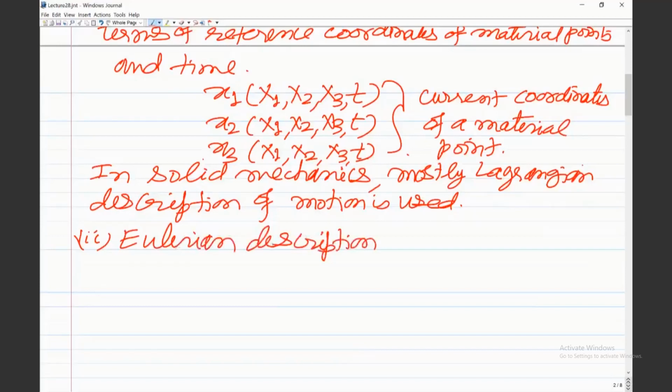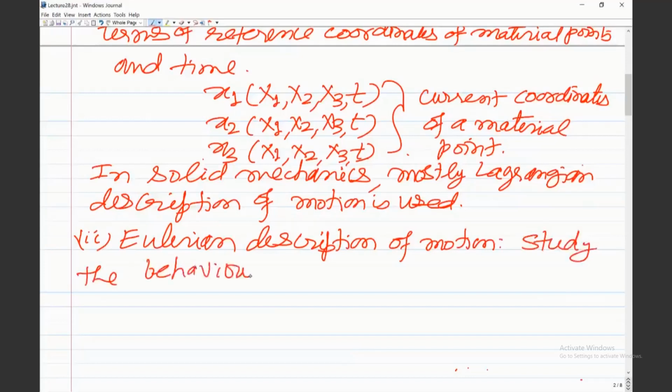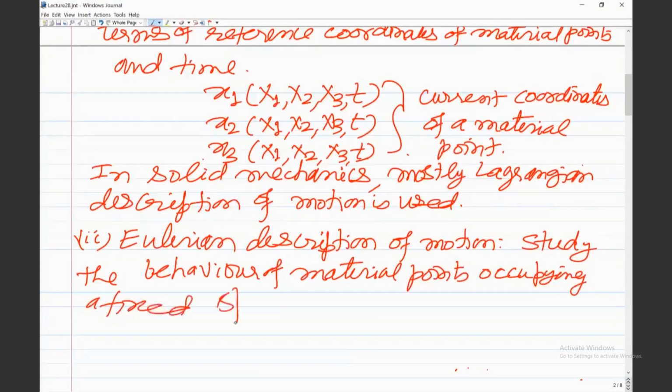Eulerian description of motion. In this, we study the behavior of material points occupying a fixed space. We do not trace the material points here. We just study the behavior of material points which are occupying a fixed space. At different time instances, different material points may come into that fixed space.